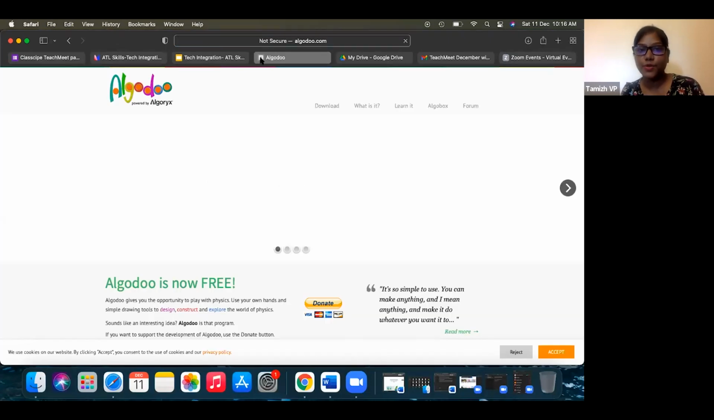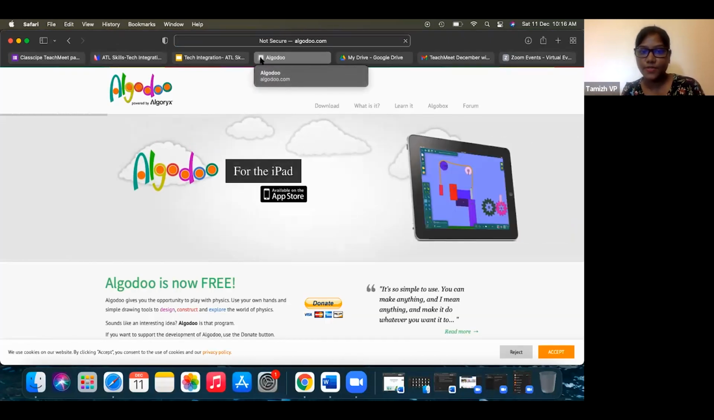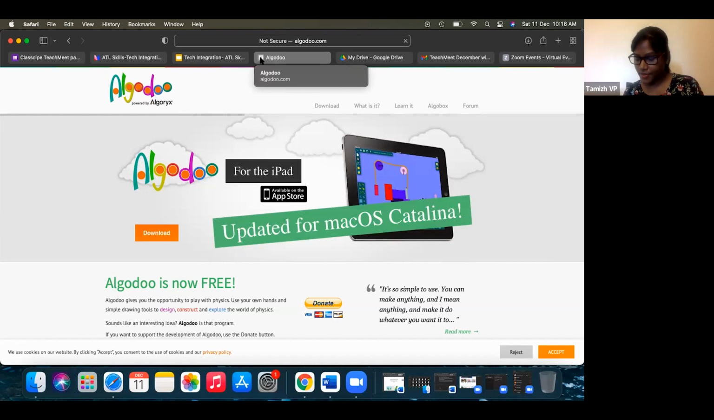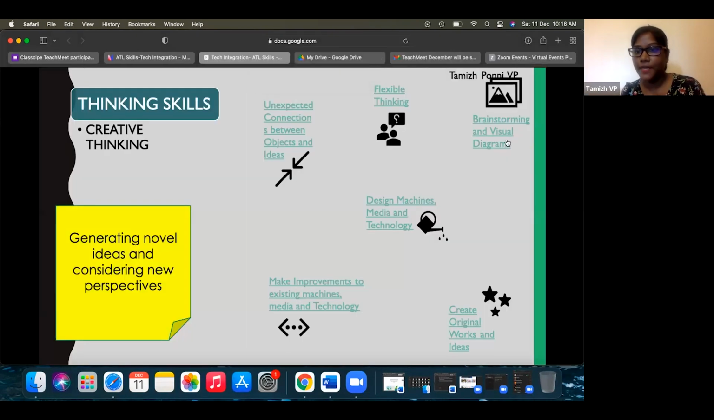Design machines, media, and technology. Again, coming up with a new model. AlgoDo, this is the software I was talking about. It's available as an app. It's also available in desktop version. So you can use anything that works for you.